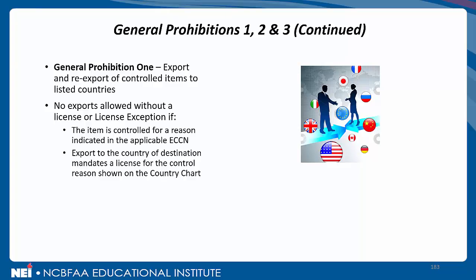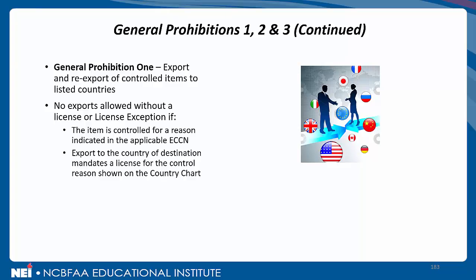So basically, second bullet point, no exports are allowed under General Prohibition 1 without a license or license exception if, and these are the conditions as it relates to General Prohibition 1, the item is controlled for a reason indicated in the applicable ECCN. So we have an item, we know it has a corresponding ECCN. As we mentioned on a couple of occasions, there are going to be reasons for control. We saw anti-terror, we saw national security, we saw surreptitious listening. That's what we're talking about here.